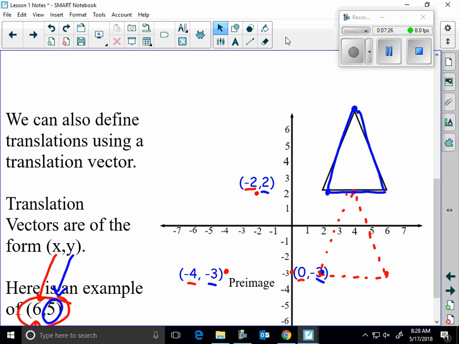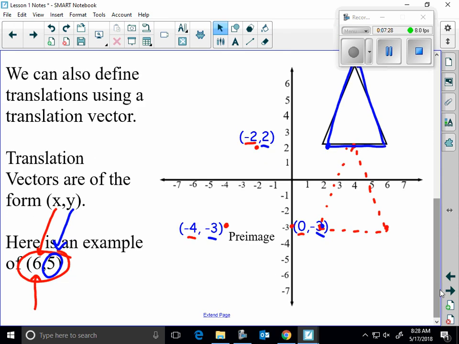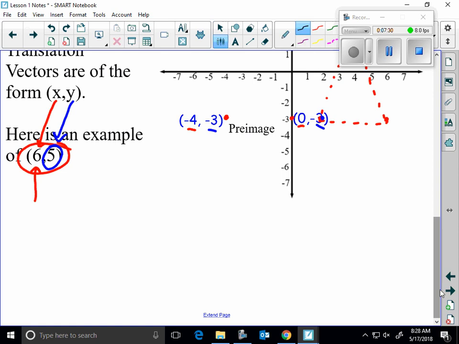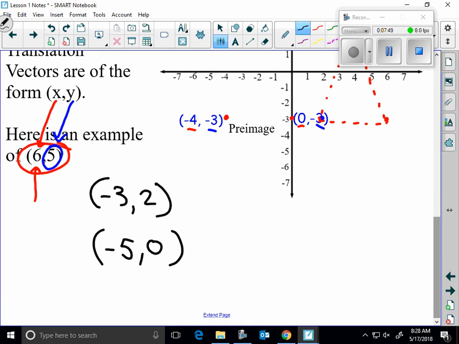Cool. That's a translation. What would this translation vector do to the object? Which direction would that shift our object, whatever it might be? Left 3, up 2, right? Left 3, up 2. What would this vector do to it? Left 5, up how many? 0, right? It'd just be a shift horizontally to the left.